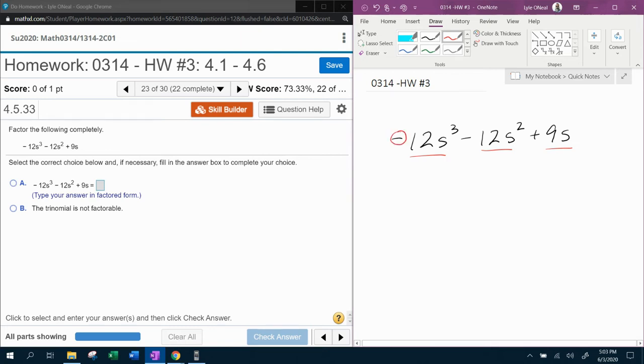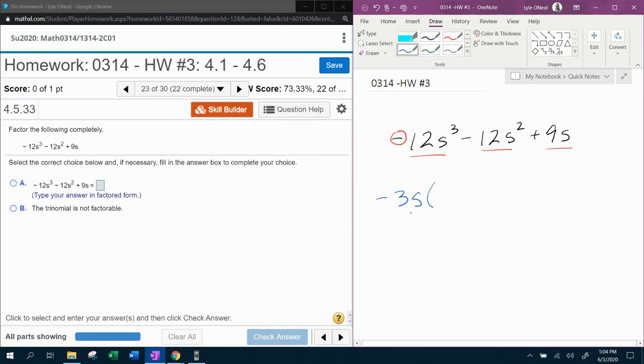I noticed the lead term is negative, so that means I'm probably going to factor out a negative whatever the GCF is. So for 12, 12, and 9, what divides evenly into all three of those numbers? 3 does. And notice they all three have an S, so I can take out the smallest exponent, which is S to the 1. And so negative 3S is our GCF, our greatest common factor that we're going to factor out.